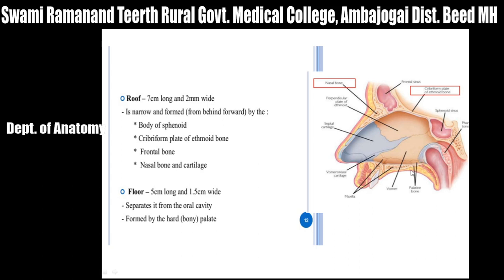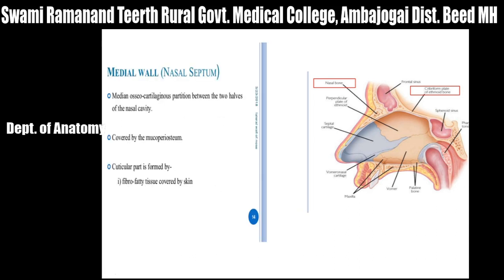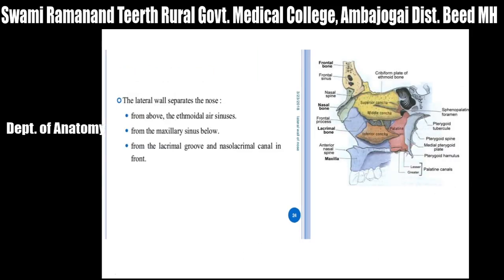Then just read about this medial wall or nasal septum. This medial wall or nasal septum is an osteocartilaginous partition between the two halves of the nasal cavity. It is covered by the mucoperiosteum. Then anteriorly it is having cuticular part. Then cartilages are there and bones are there which form the medial wall of nasal cavity, or it is also called the nasal septum. Just read about it. If there is any doubt, you can ask me.